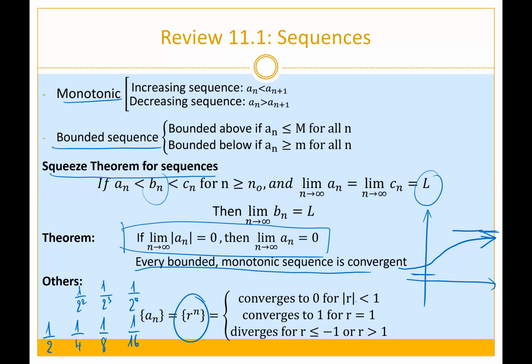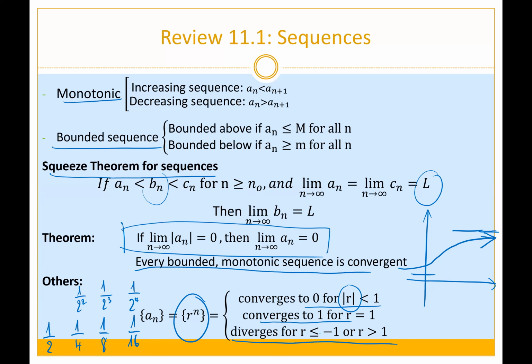This sequence converges to 0 if the absolute value of that factor, like the 1/2 here, is smaller than 1. It converges to 1 if that factor is 1, so it's just 1, 1, 1, 1, 1, 1, 1. And it diverges if the absolute value is bigger than 1, meaning r is smaller than or equal to -1, or r is bigger than 1.